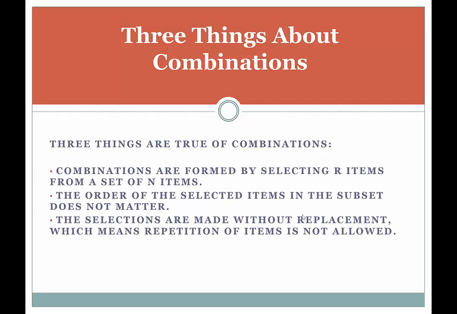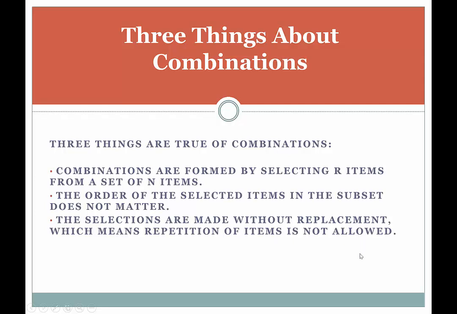All right, so there are three important things to keep in mind about combinations. The first is that combinations are formed by selecting a subset of R items from a set of N items, right? R and N could actually be the same. You could have a subset where you take all the items from the set, but traditionally R is less than N. All right, point 2, the order of the selected items in the subset does not matter. We just spoke about that, right? Order is unimportant, insignificant. And then 3, the selections are made without replacement.